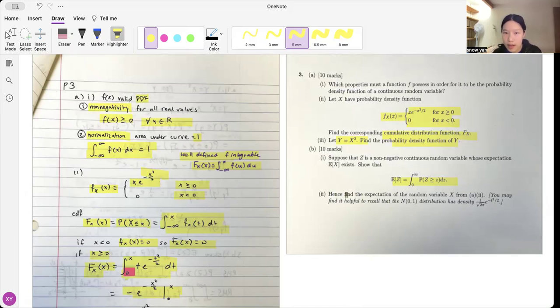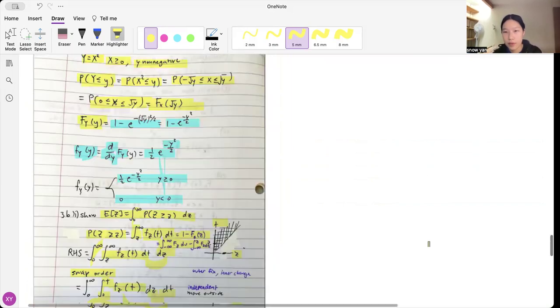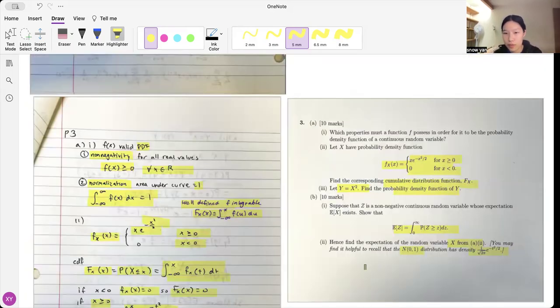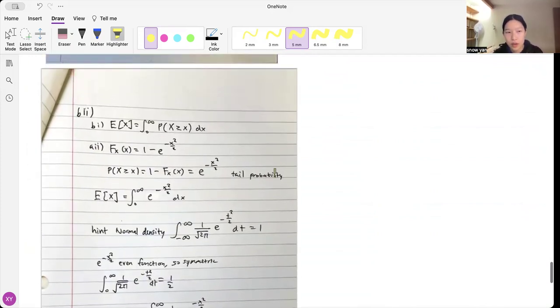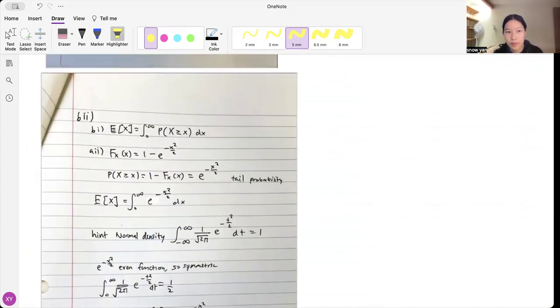And then next we have: hence find the expectation of the random variable x from A of A2, part 2. You may find it helpful to recall that the normal distribution N(0, 1) has this density. Okay, that's pretty helpful. Yeah, we're trying to find the expectation of the random variable x. So we know from B1 that the expected value of this is equal to that. We know from A1 that we have this.